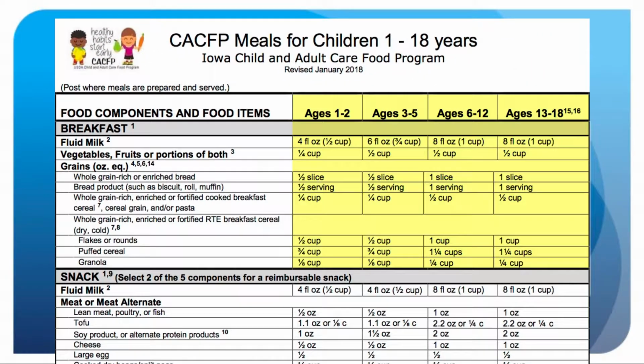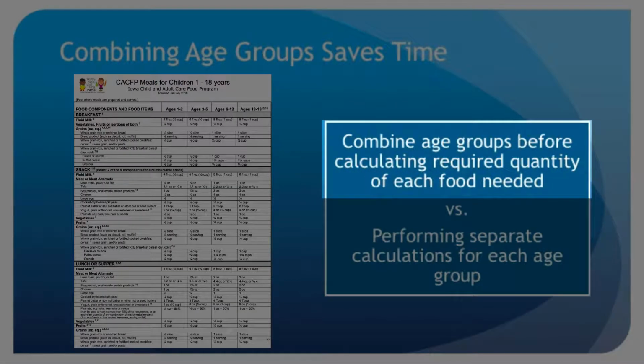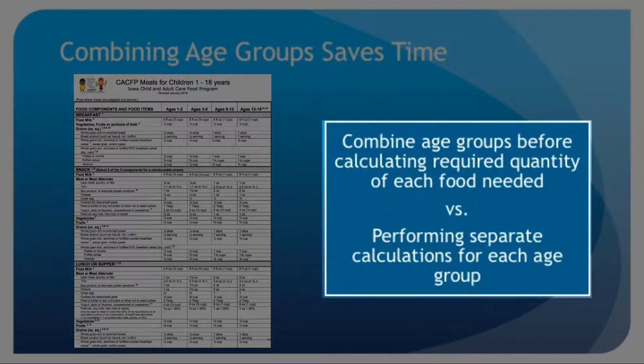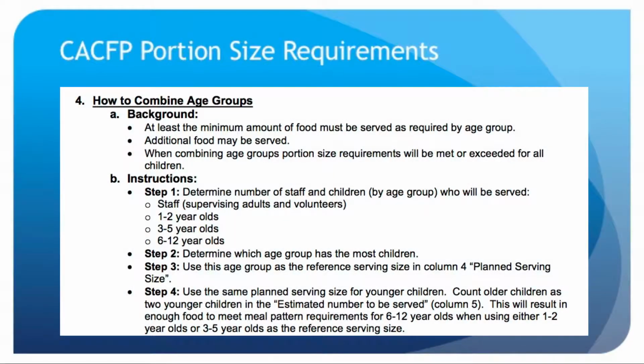The CACFP meal patterns for each age group have different minimum serving size requirements. When completing the food production record, it will save time to combine age groups before calculating the required quantity of each food needed, rather than performing separate calculations for each age group. CACFP regulations require that at least the minimum amount of food must be served according to age. However, additional food may be served. When combining age groups, portion size requirements will be met or exceeded for all children.